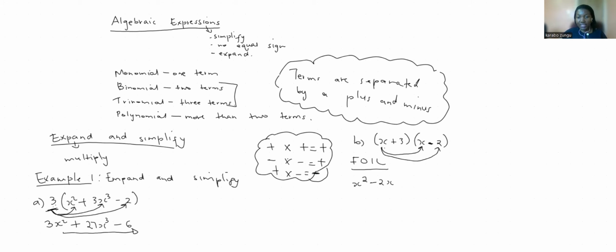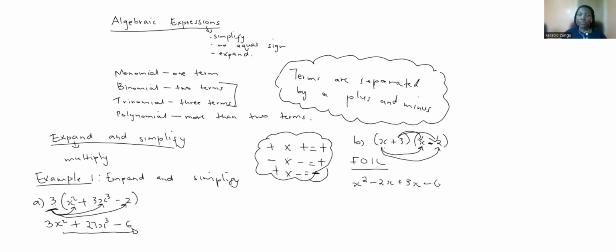Sorry, and then we come with our inners, 3 times x. Both these terms are positive. So positive times positive, they're multiplying signs that are the same, which gives us a positive. So 3 times x is 3x. And then we come to the last part, L, which is the last. And then you multiply positive 3 times negative 2. Now you're multiplying signs that are not the same, which gives us a negative 6.